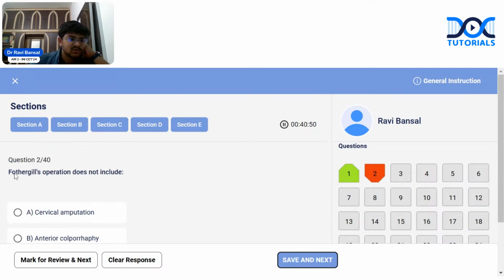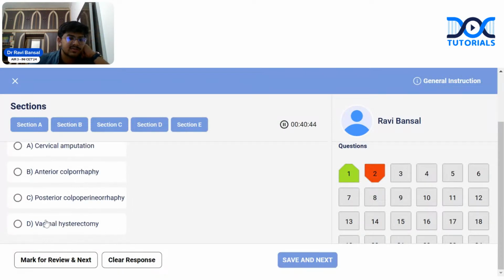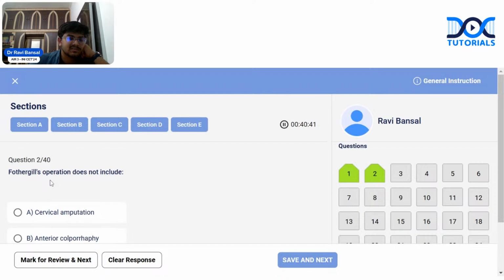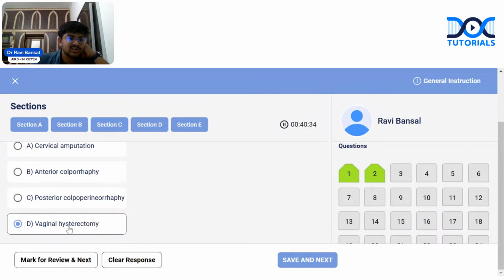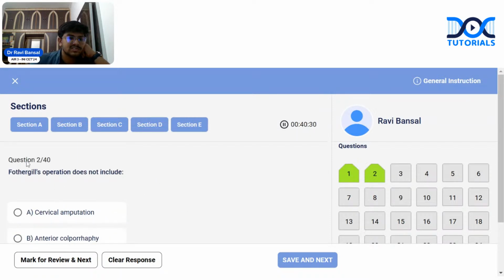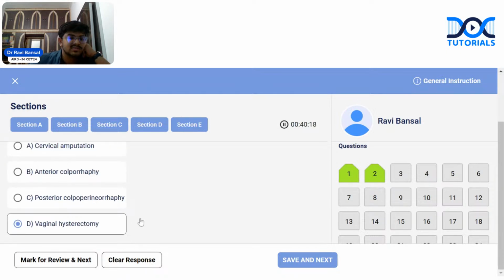Fothergill operation is done when the female wants to keep her uterus. So obviously hysterectomy won't be part of a Fothergill operation. You do sling surgeries with the Fothergill operation just to preserve the uterus of the female. So you will not do the hysterectomy in this operation. If you know the basic purpose of the surgery, in what condition and what need of the female we do the surgery, you can attempt the question without knowing what steps you do in the surgery.